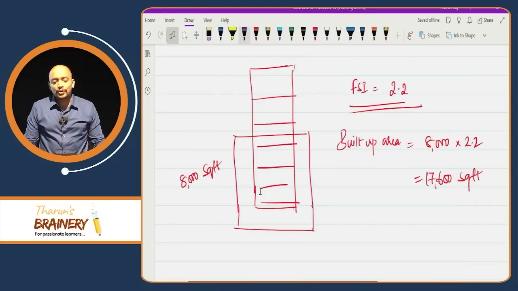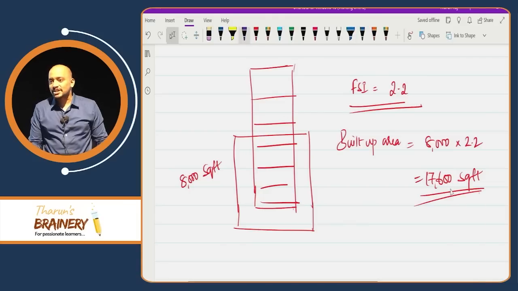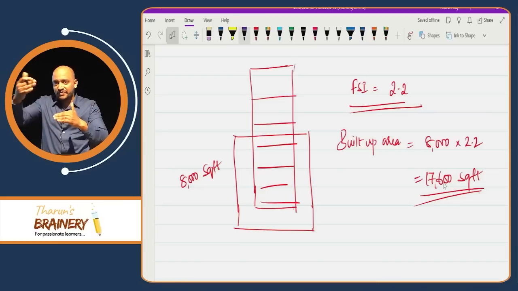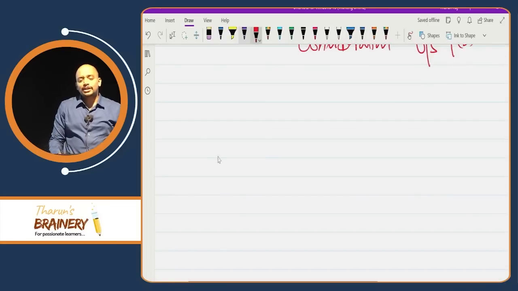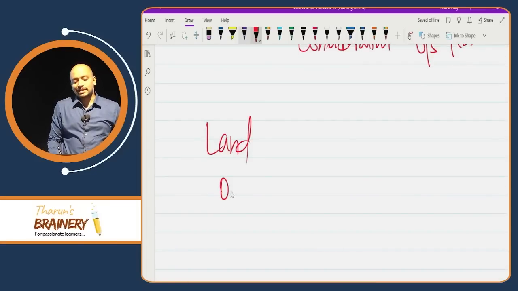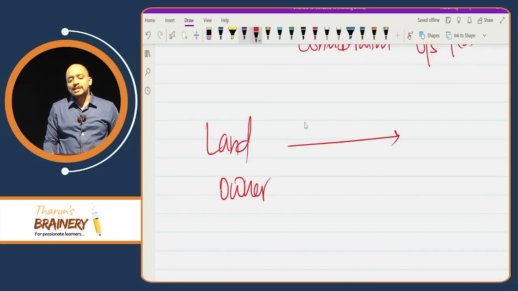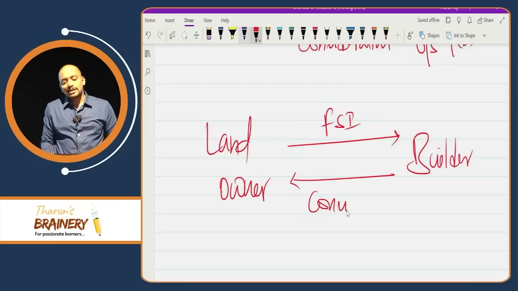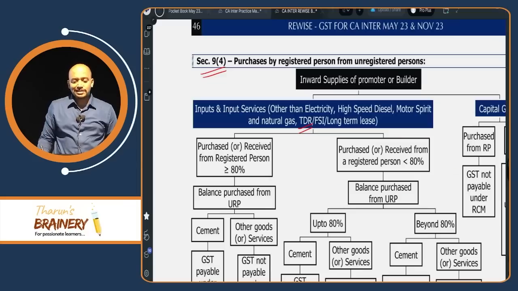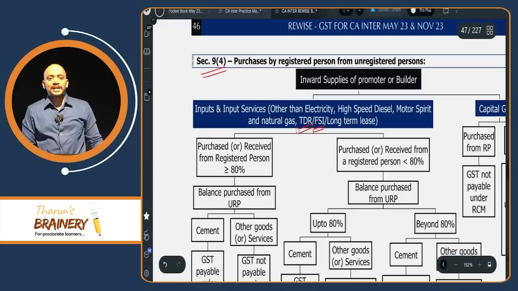Now I am constructing only 14,000 square feet. Still how much is there? So 3,600 square feet you can use. So that unutilized FSI I am transferring to you. When I am transferring that unutilized FSI to you, on that also the promoter or builder will pay GST. Now the landowner, instead of TDR, will transfer FSI to the builder. For that, the builder will pay some consideration. On that consideration, GST is payable by the builder under RCM under section 9 subsection 3. So therefore, anyhow it is covered under RCM 9 subsection 3. That's why it is excluded.